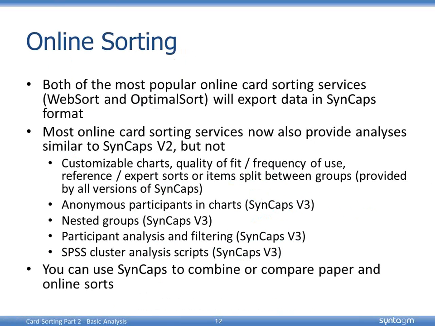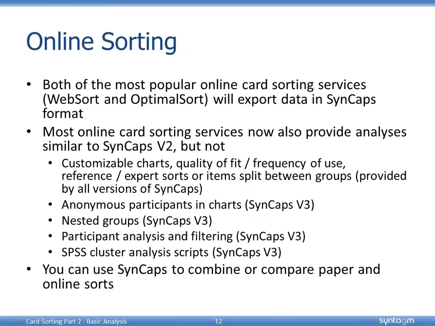Talking about online sorting, I've mentioned it a couple of times. The two that I'm most familiar with, and I've used both quite a few times, are WebSort and OptimalSort. And as it happens, because I've collaborated with those guys on both sites, they will export data in SynCaps format. So you can set up an online sort, and at the end, when you close the sort, say that you want to download the data in SynCaps format. And I'll show you how that's done. That means you don't have to understand the data, by the way. You'll just get a text file.